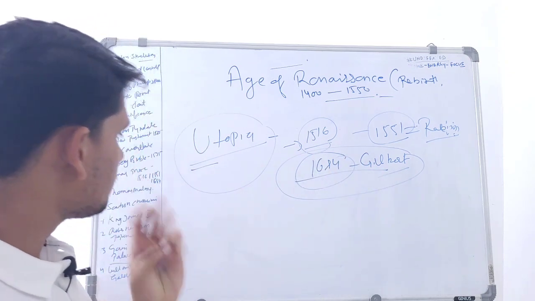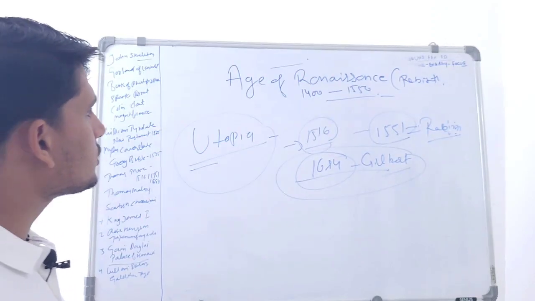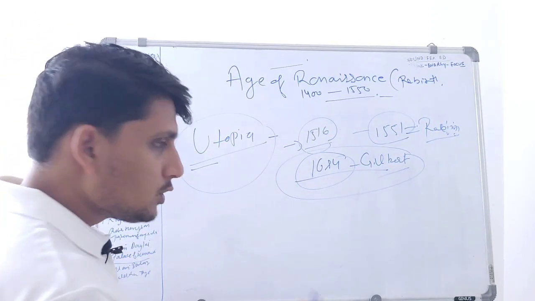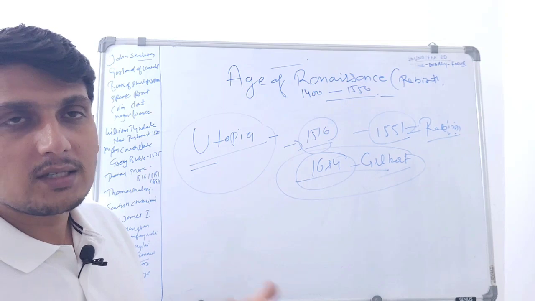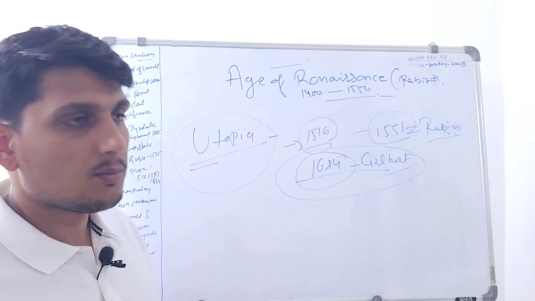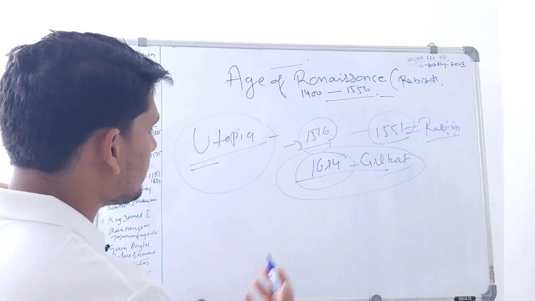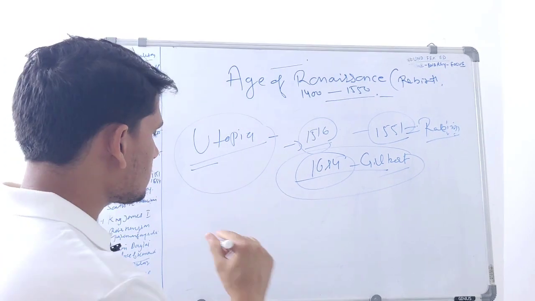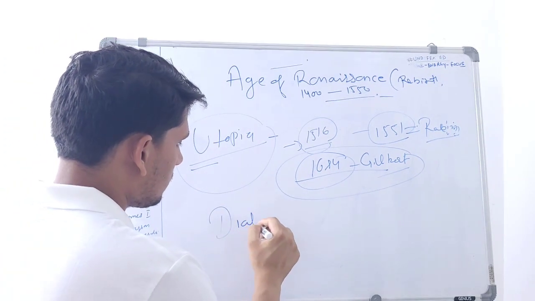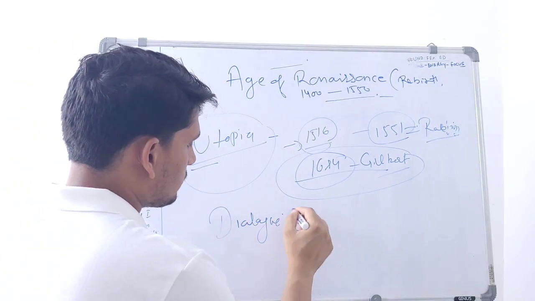Okay, so another thing about Utopia is that there are a few facts that you have to remember from an exam perspective: that this book is divided into 2 parts. The first part is the dialogue of council.